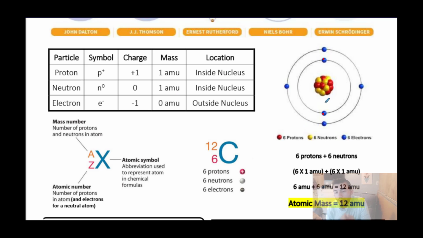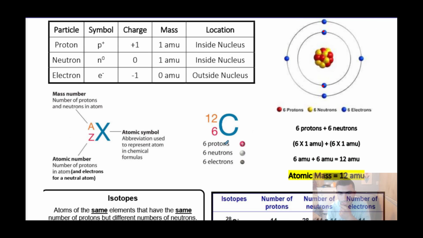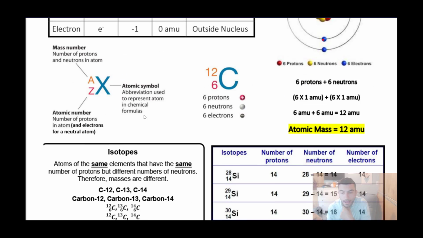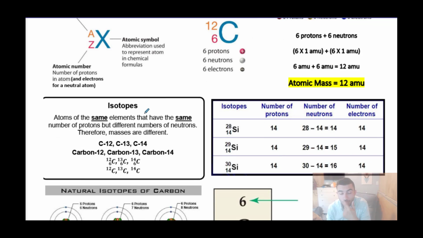Now this is one very specific isotope of carbon, and the symbol for that isotope is here. Here is an outline of how we would write an isotopic notation or an isotope symbol using the symbol of the element, the atomic number, and the mass number. Recall that isotopes are atoms of the same element that have the same number of protons but different numbers of neutrons, so therefore their masses are different.